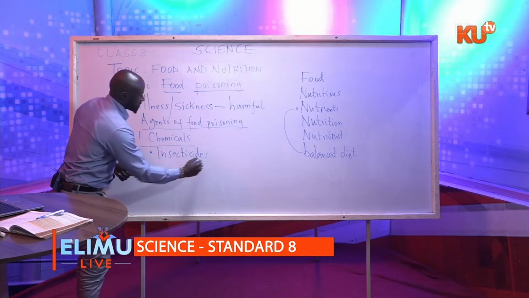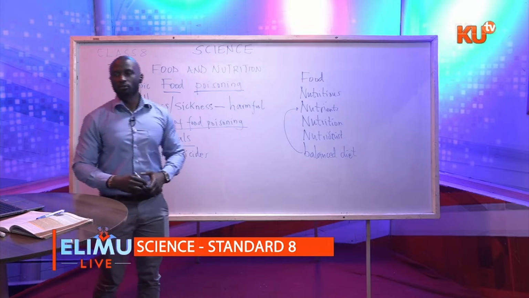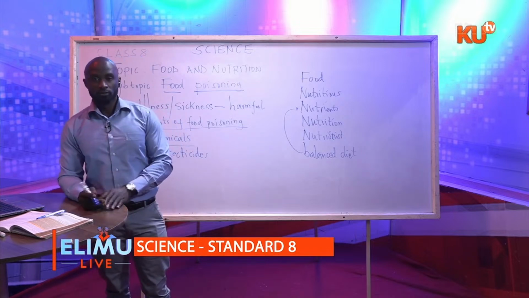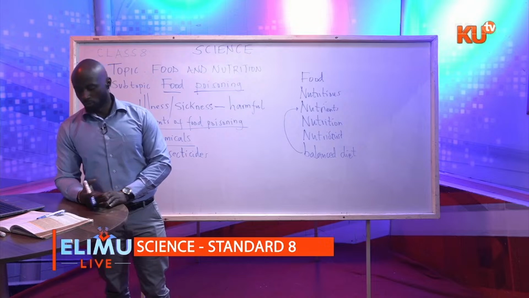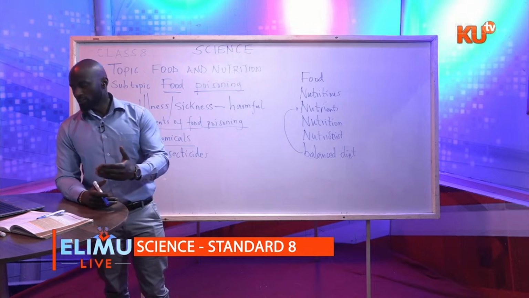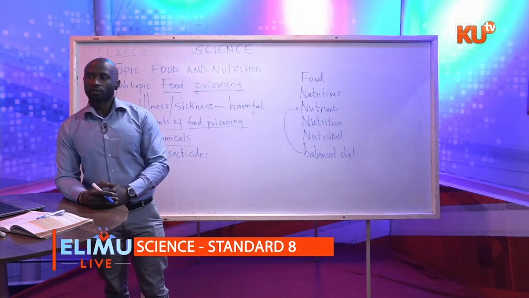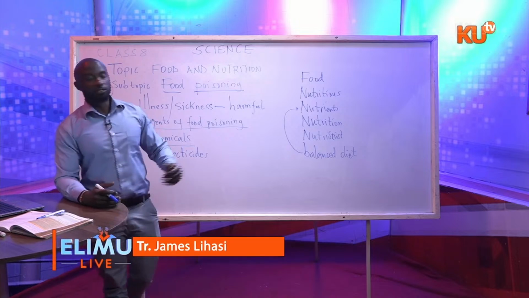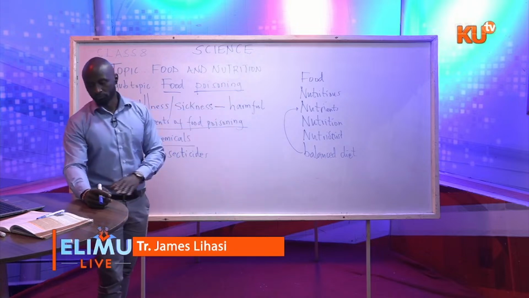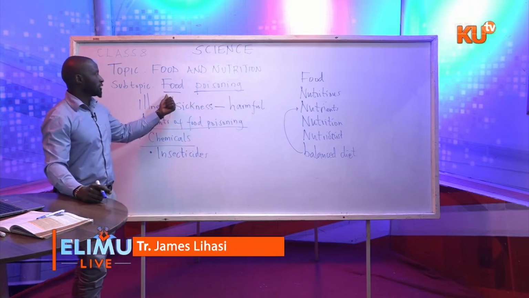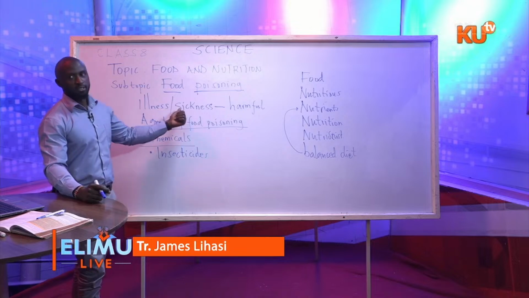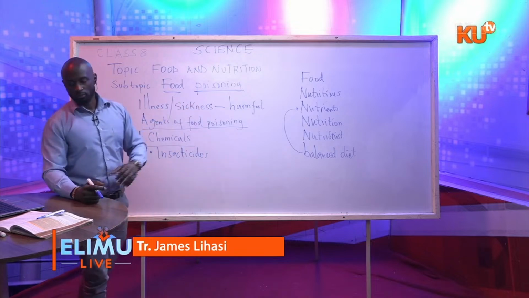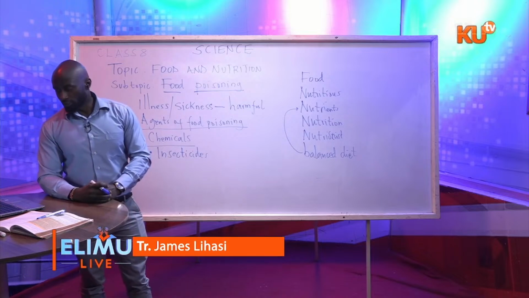So insecticides, we all know, are chemicals used to kill insects at home. If these insecticides find their way to where the food is, then definitely that food, if consumed, will be poisonous and can lead to food poisoning. And remember, we said food poisoning is the illness or sickness that is harmful to our body when we consume food that has been contaminated.